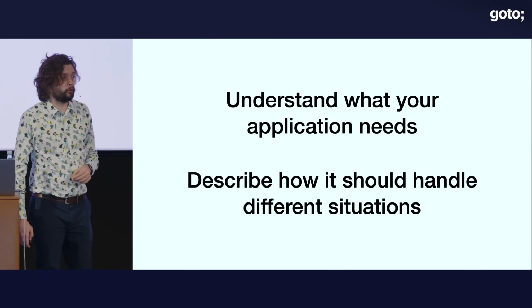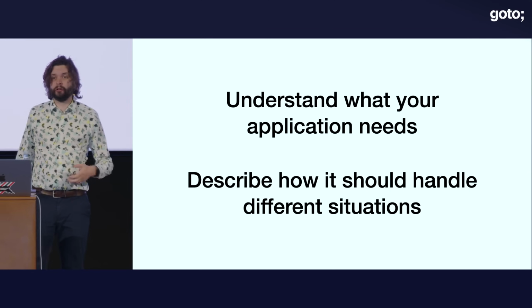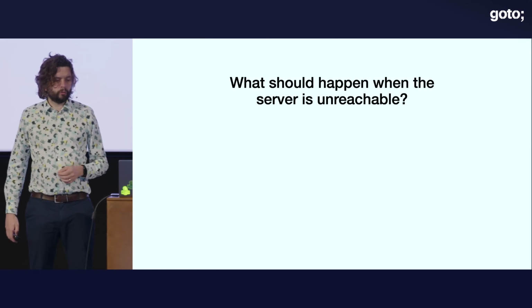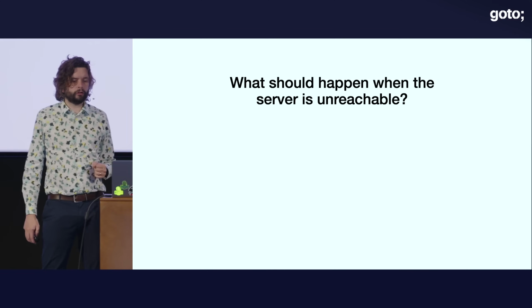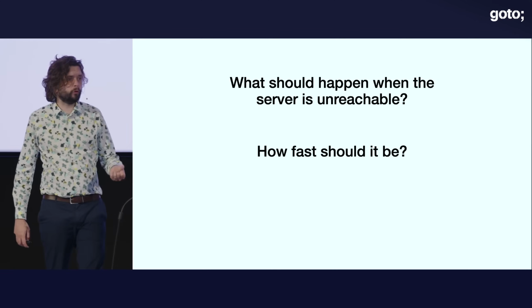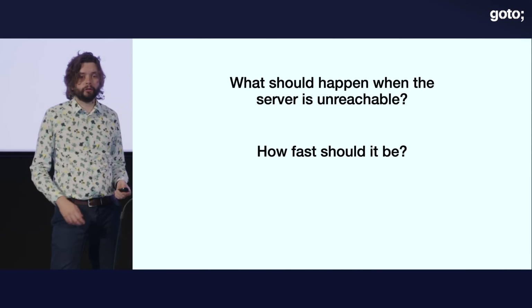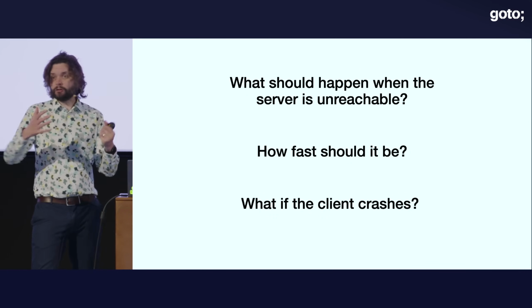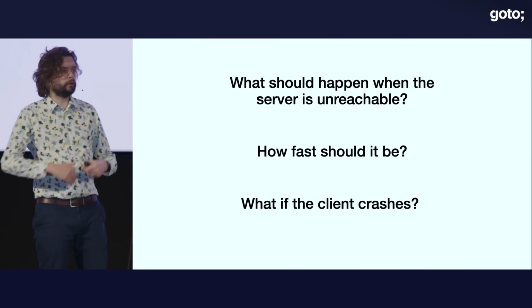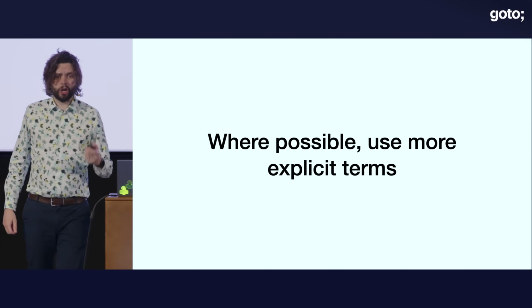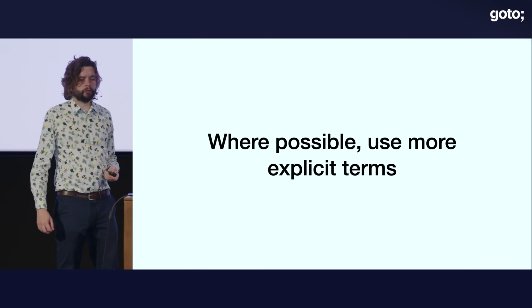And then describe how it's going to handle certain situations that any distributed system is going to have to deal with. What should happen when a server is unreachable? How fast do we want the application to be? What should we do if a client crashes? Based on that, you can then describe the nature of the interactions you want and what behaviors you want for those interactions. Use more explicit terms.